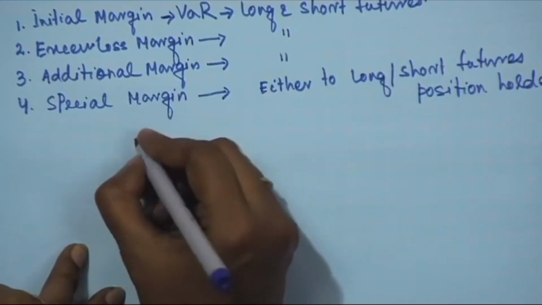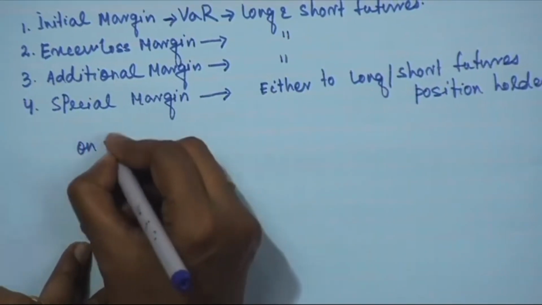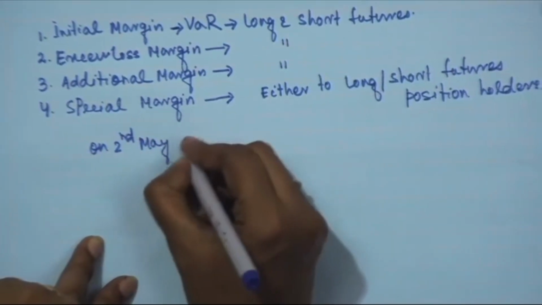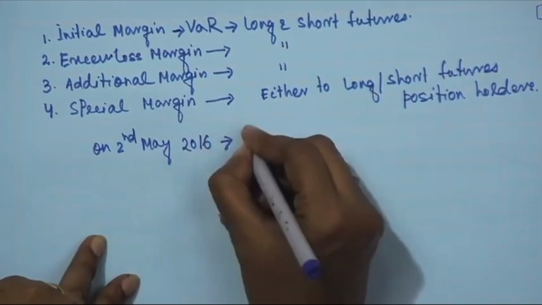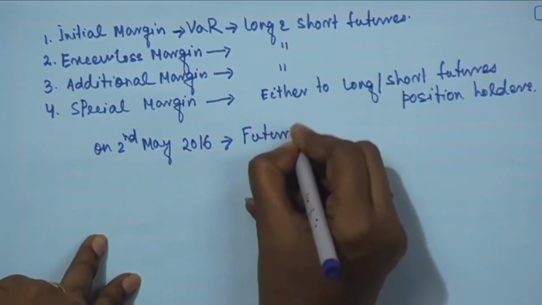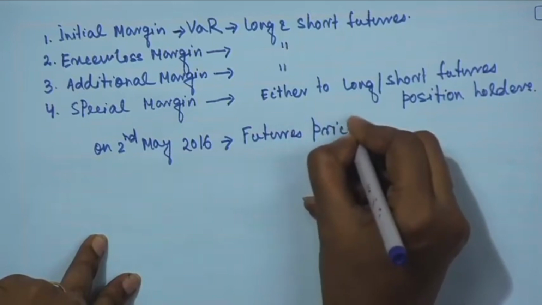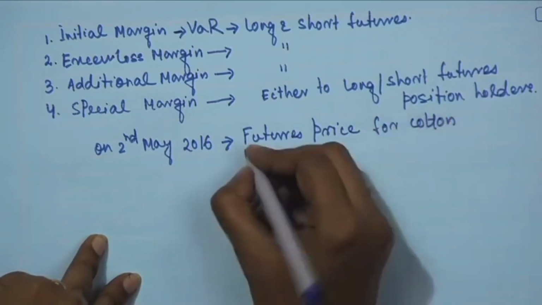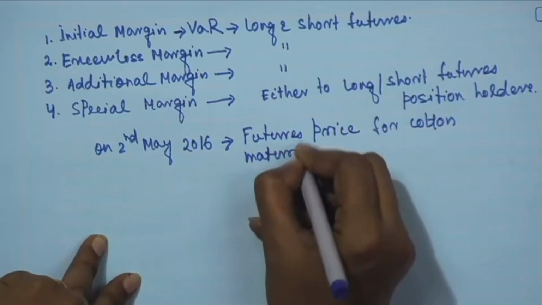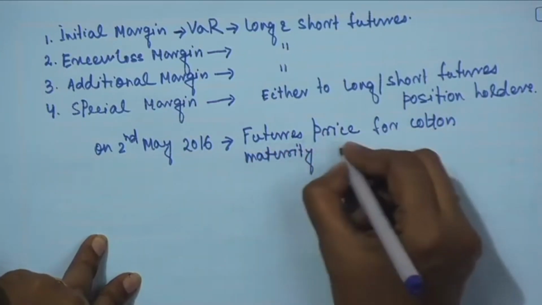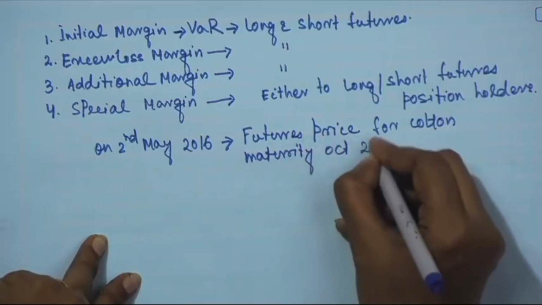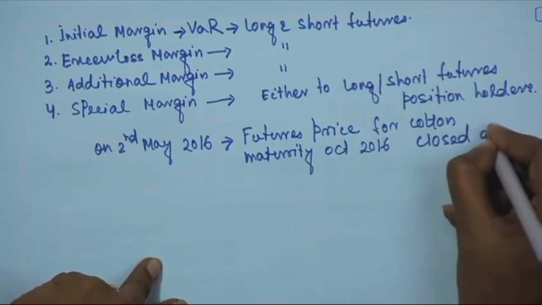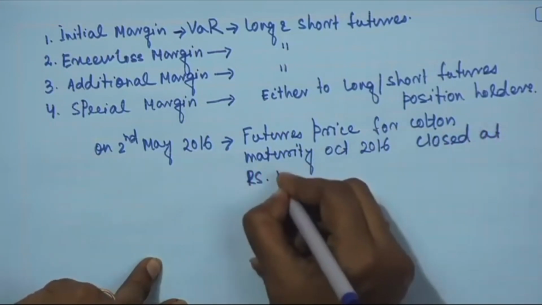Suppose on 2nd May 2016, the futures price for, let us say, cotton, maturing in October 2016, closed at rupees 10,000 a bale.